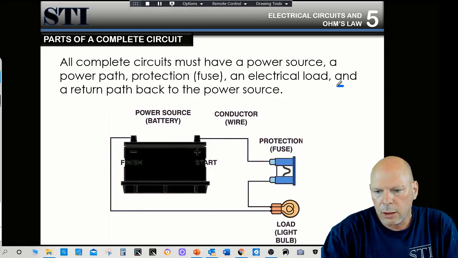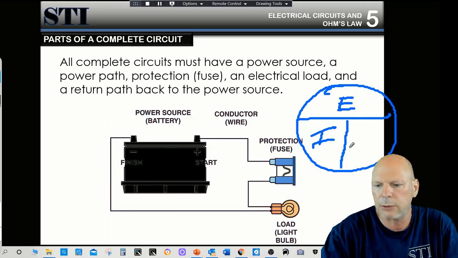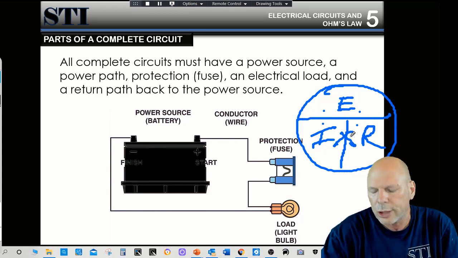But if we take our Ohm's law and we have E, which stands for electromotive force, which is actually voltage. We have I, that stands for intensity, which is actually current. And we have R, which stands for resistance. And I like to say resistance is kind of like a restriction.